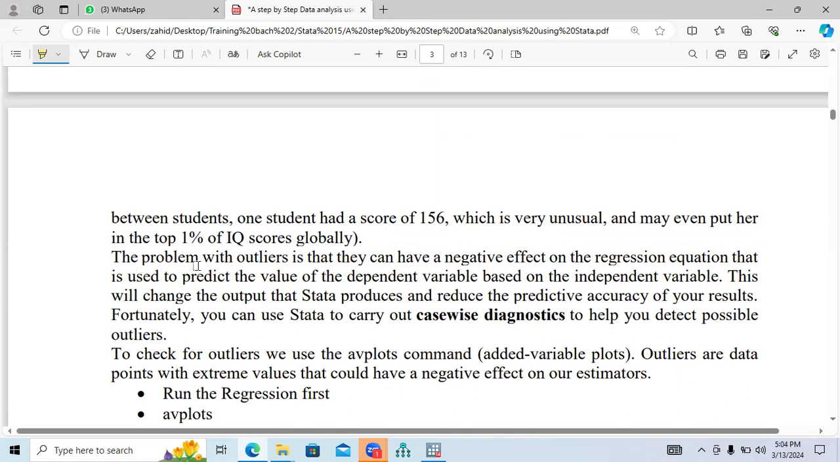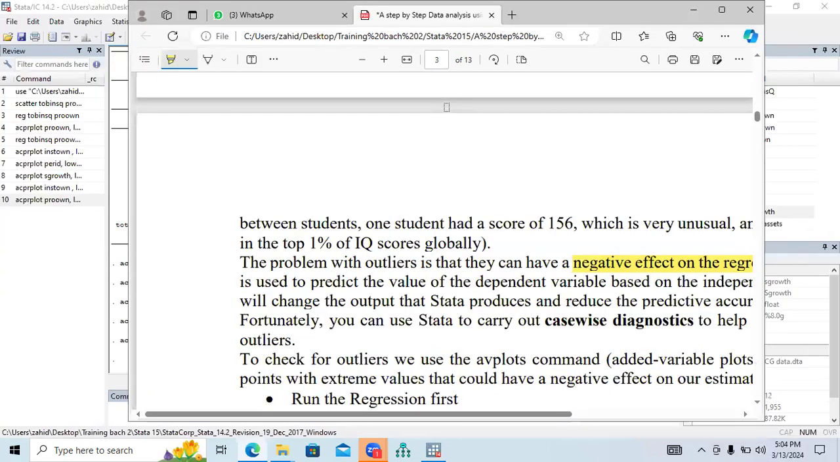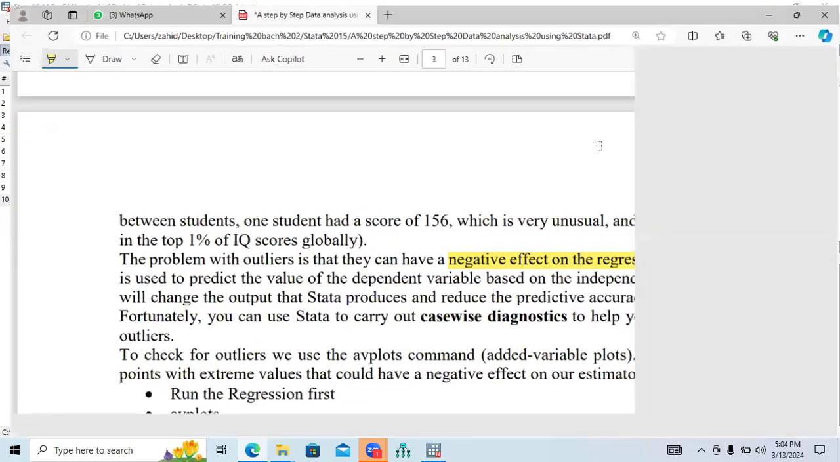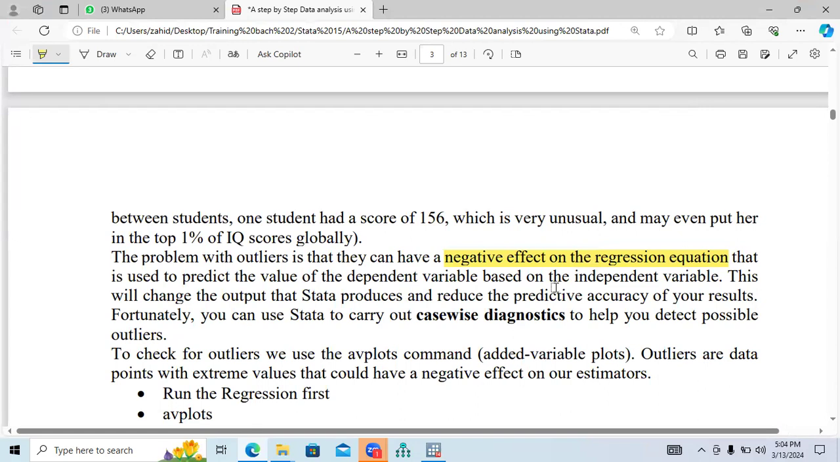The problem with the outlier is that they can have a negative effect on the regression equation. So if outliers are present in your data, it may form your equation wrongly and invalidate your results. So always remember, you need to test whether there is an outlier in your data. So prediction value becomes also not valid. So this will change the output that Stata produces and reduce the predictive accuracy of your results.